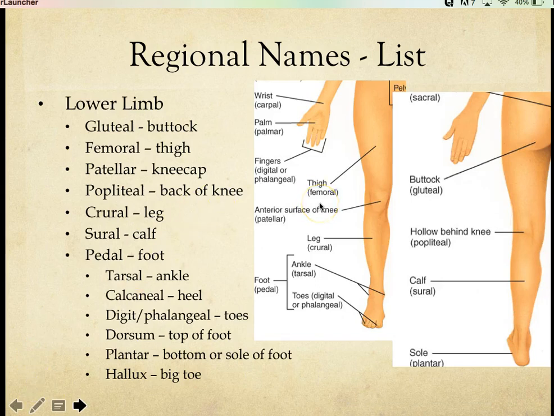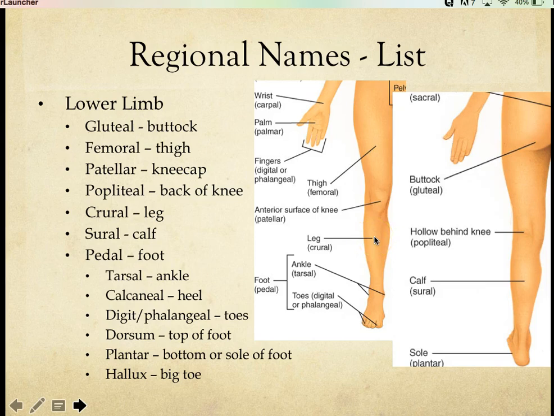Taking a look at the lower limb, the gluteal area is what we refer to as the buttocks. Femoral area is the thigh. Patellar area is the kneecap. Popliteal is behind the knee. Crural is leg. And again, we don't really use that term crural very much in A&P.